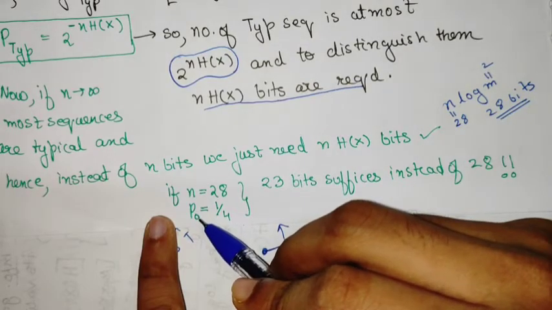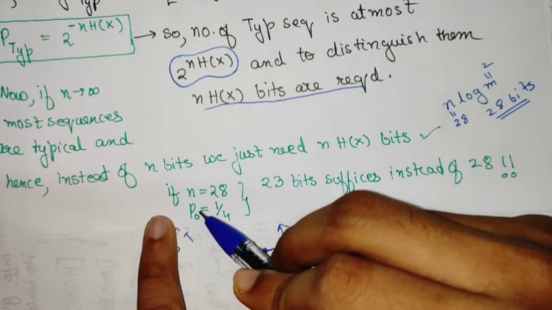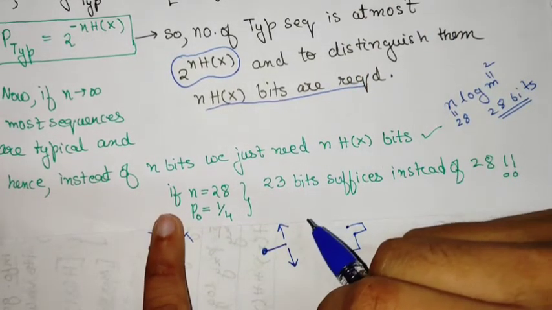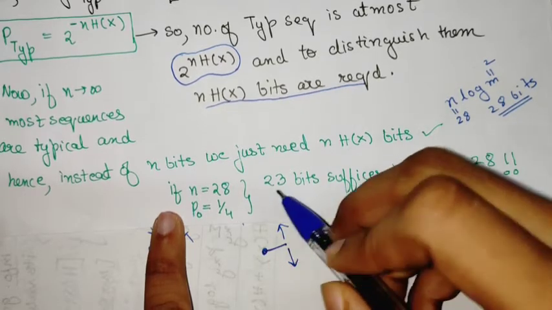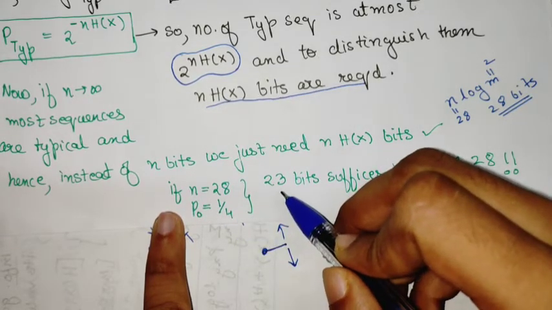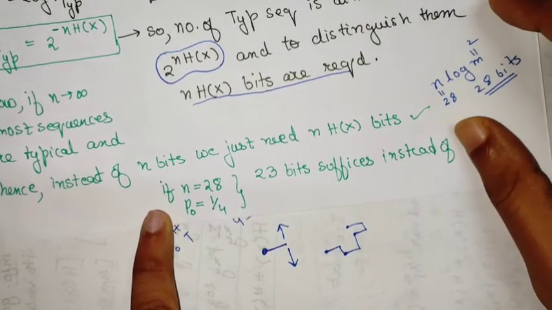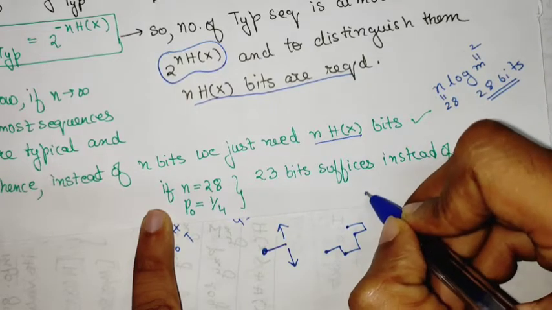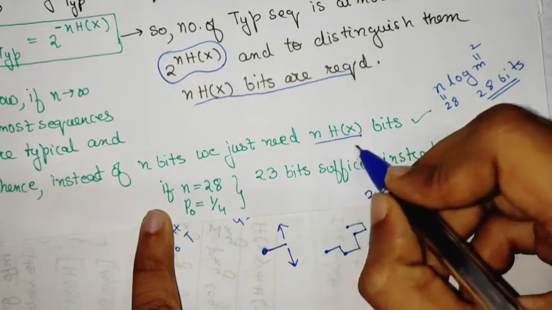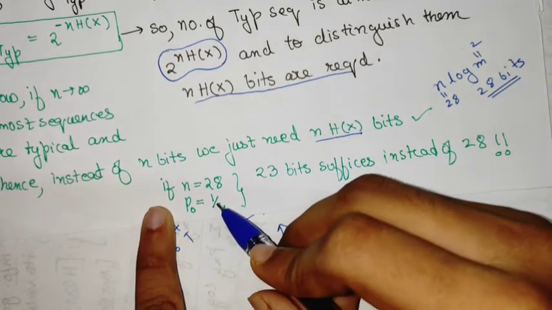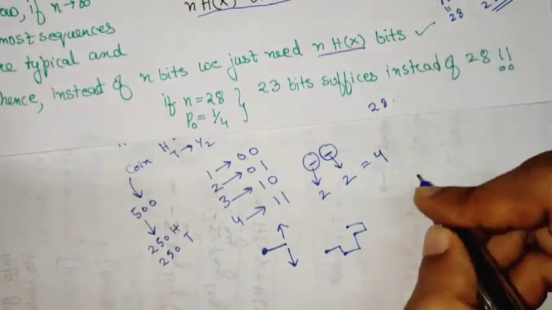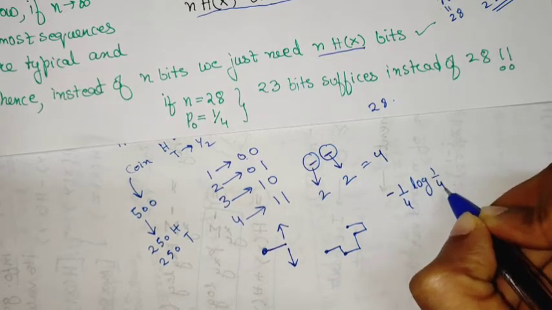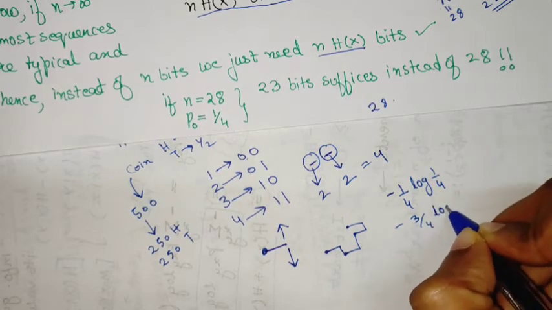But the fact that the robot chooses to go left with a very small probability of 1 by 4 is enough to make you understand that you actually need n times H of X bits. Here n is 28 and H of X can be calculated for this process. So H of X for this process will be minus 1 by 4 log 1 by 4 minus 3 by 4 log 3 by 4.